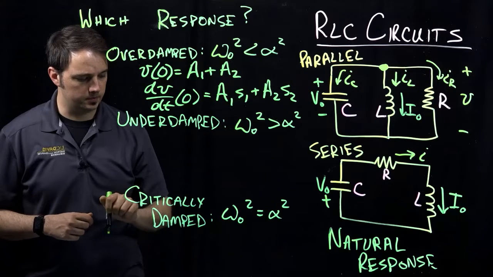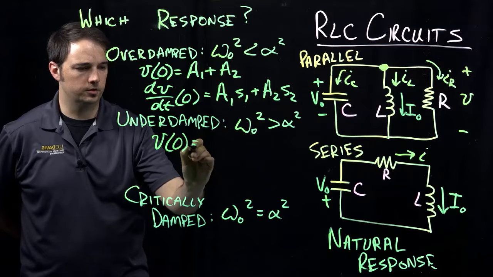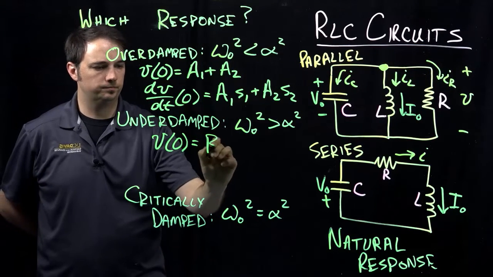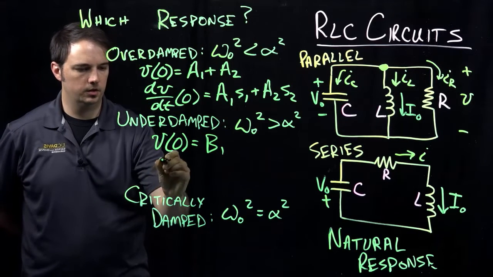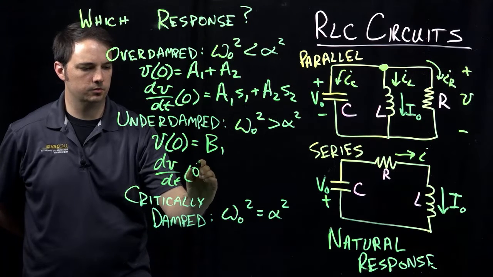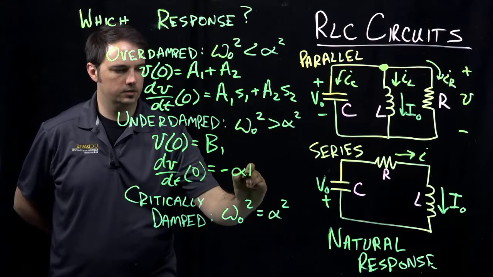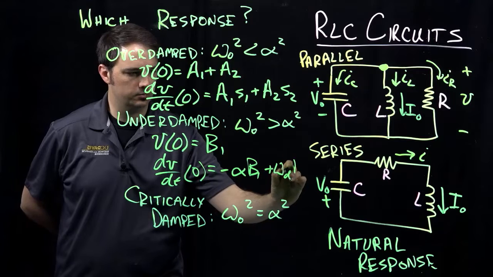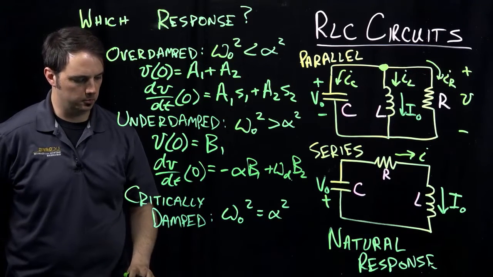Now for the underdamped case, if we plug t equals 0 into the solution that we just had up on the board, this tells us immediately what our first coefficient B1 is. Then taking the derivative of that function and setting t equal to 0 leaves me with minus alpha times B1 plus omega d times B2. That would be the second equation that we need to solve for both of those coefficients.